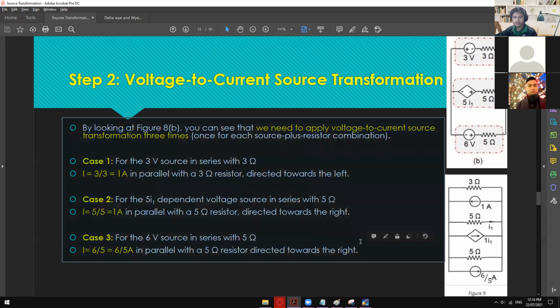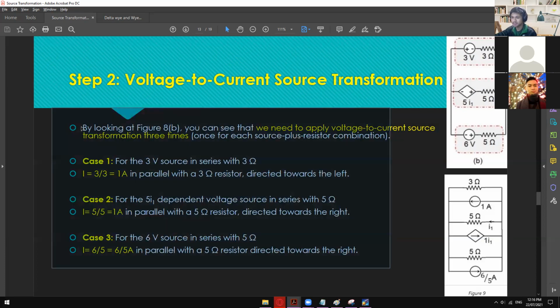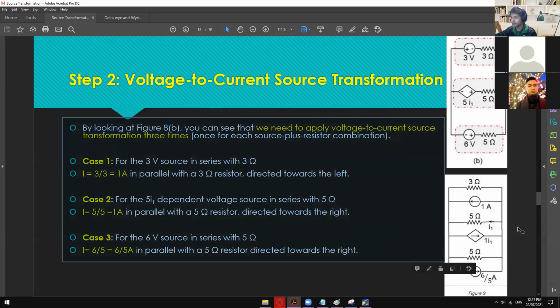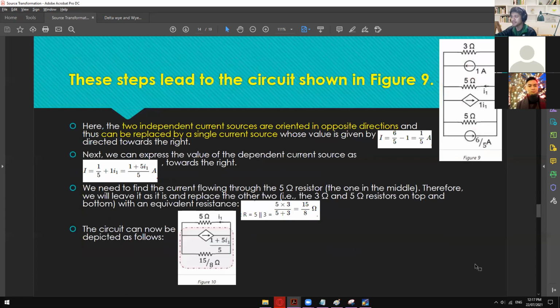Okay. So just in case you weren't able to get it, the explanation is on this left side right here. After this, of course, we can now add those currents. So from here, we can add this one and this one. So 6 over 5. Well, anyway, let's put this addition aside for now.